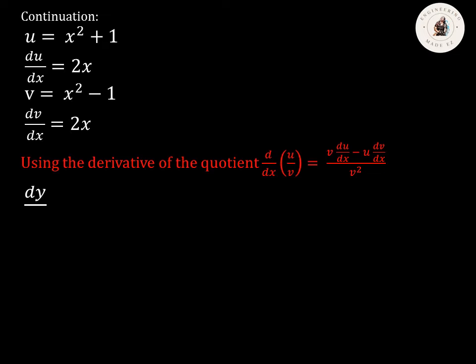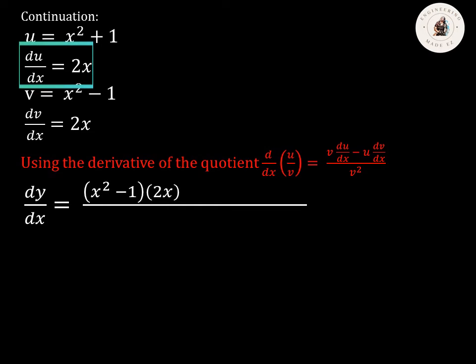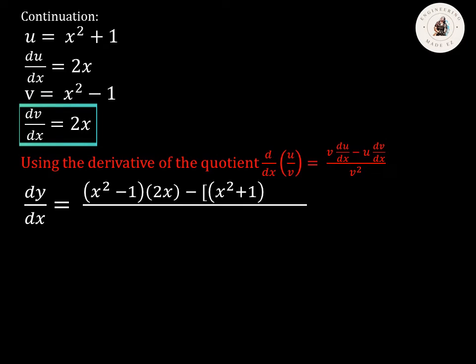So we have the derivative of y with respect to x is equal to, here our v is x squared minus 1, then multiplied by our du over dx. So based on our calculation, du over dx is 2x, then minus, then our u is x squared plus 1, then our dv over dx, based on our calculation a while ago, is 2x. Then all divided by our v squared. So since our v is x squared minus 1, that's why we have here x squared minus 1 squared.